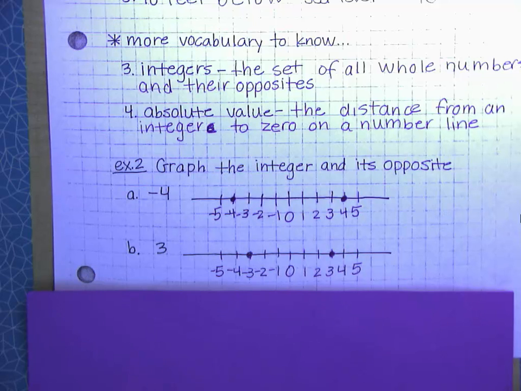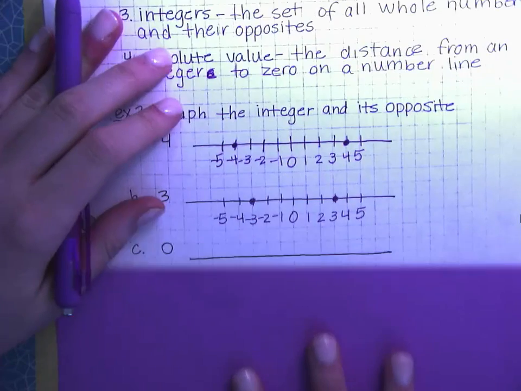Zero is just 0. I don't think it's classified as either positive or negative. It's just 0. Right in the middle. Okay? So, you must have been reading my mind.